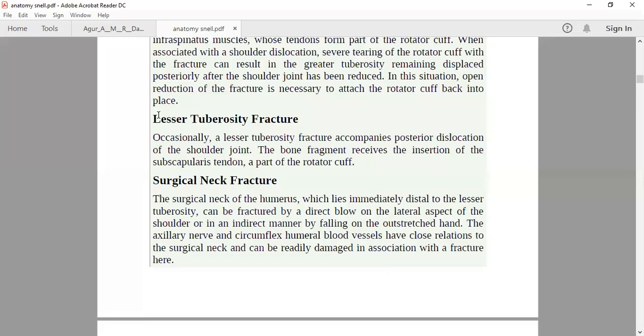Lesser tuberosity fracture. Occasionally, a lesser tuberosity fracture accompanies posterior dislocation of the shoulder joint. The bone fragment receives the insertion of the subscapularis tendon, a part of the rotator cuff.